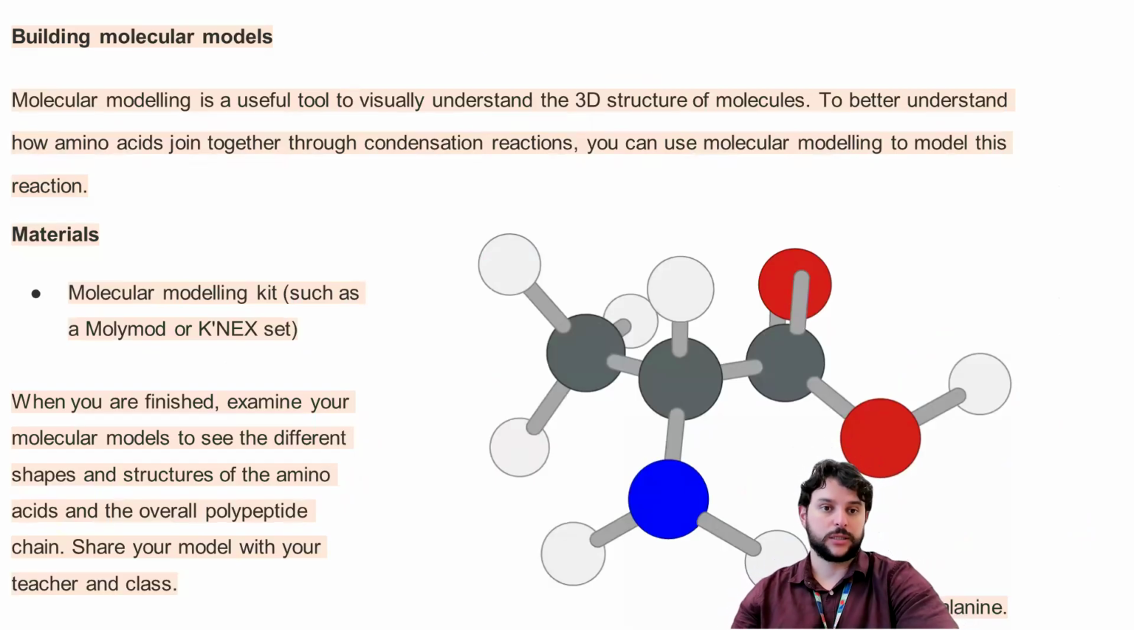One interesting practice for us is to model amino acids. This is great because you can practice with the different atoms and visualize their composition and their interaction and their bonding. Okay, so this is cool. This is interesting for us.